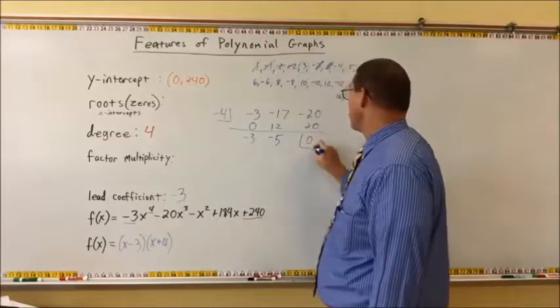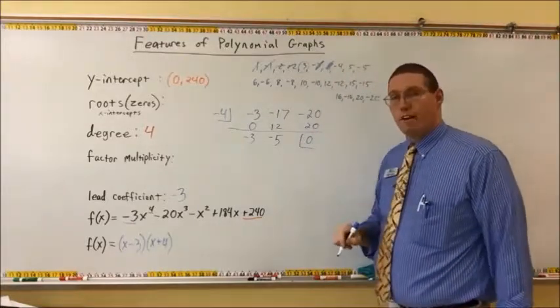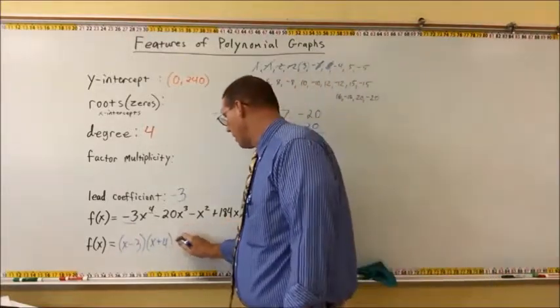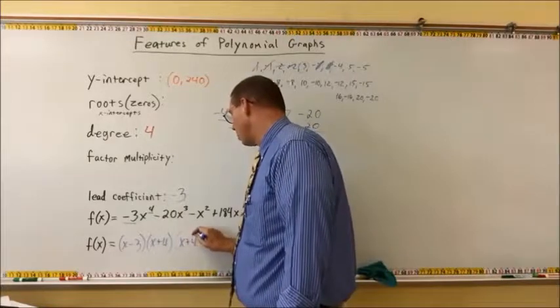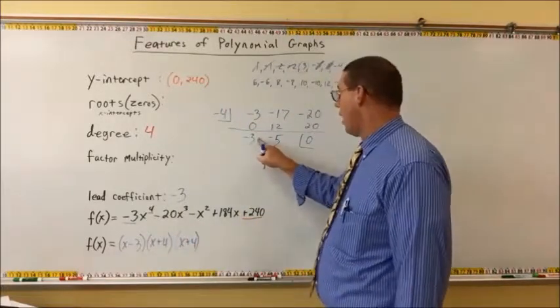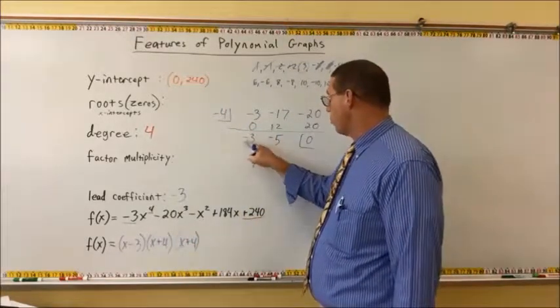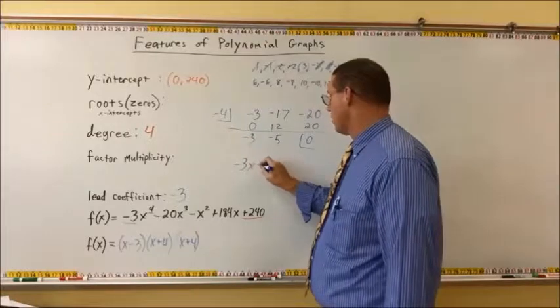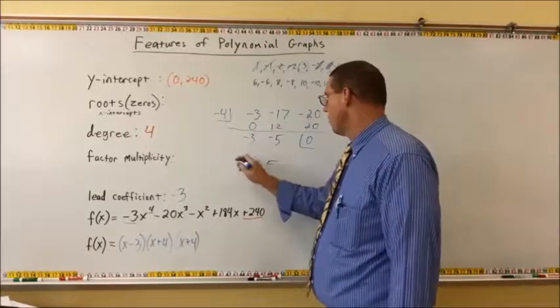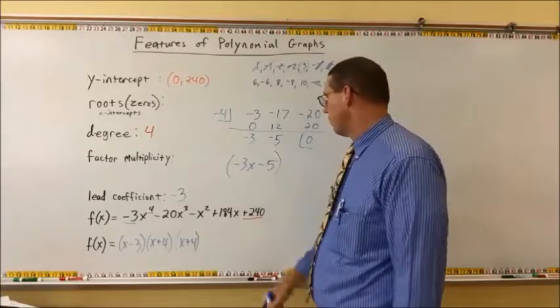Look at that. We got another 0. Another factor. X plus 4 shows up again. And here's the cool thing. We're done. Because this is now negative 3x minus 5. So that's one of our factors, negative 3x minus 5.